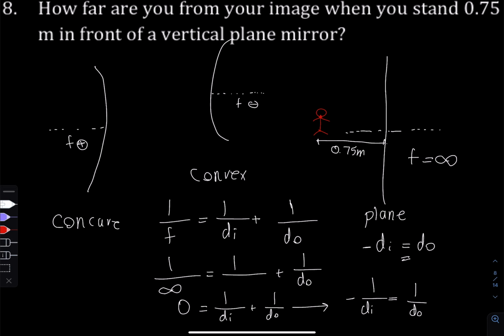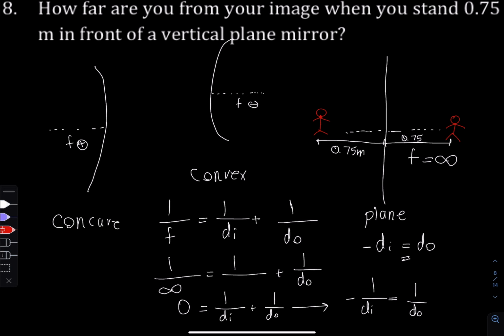It's going to be 0.75. In this case, since it's a virtual image, it's negative, and it's going to be an upright image. So when you look inside a mirror, this is probably what you see, right? You see yourself, and you perceive yourself as being the same distance as you are from the mirror.